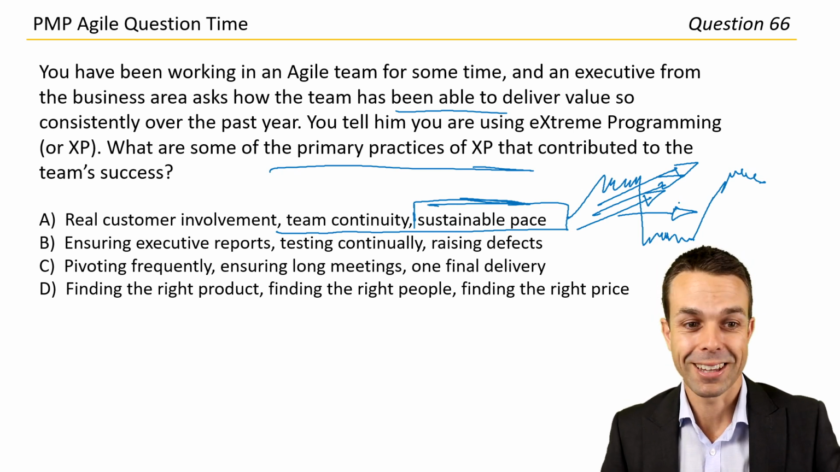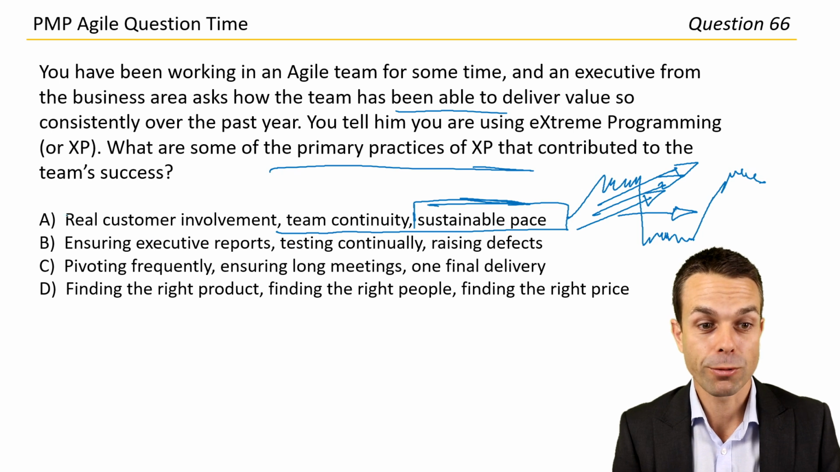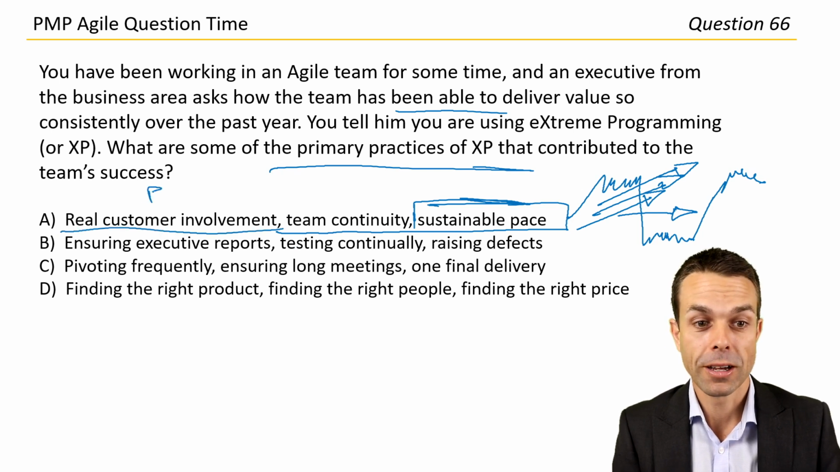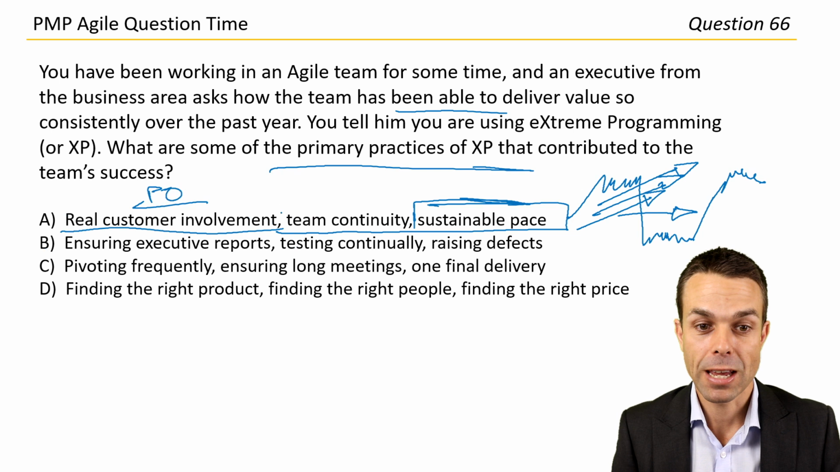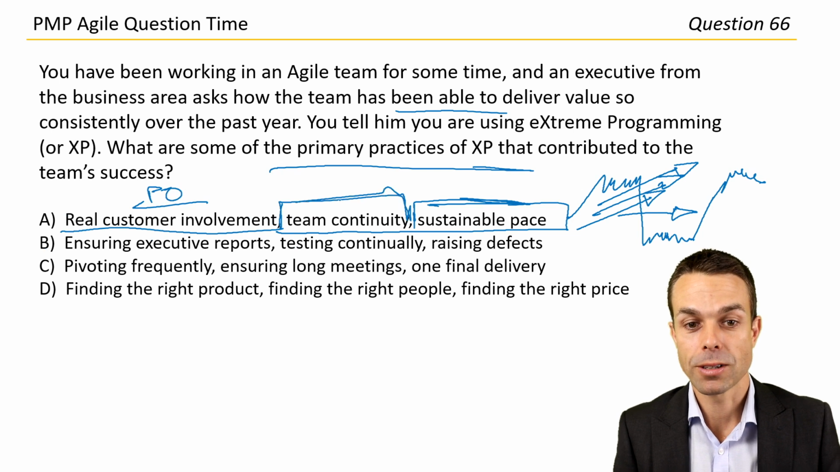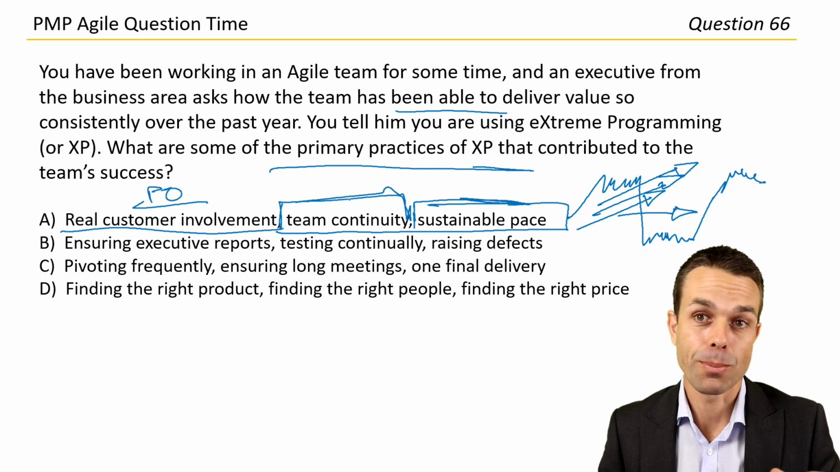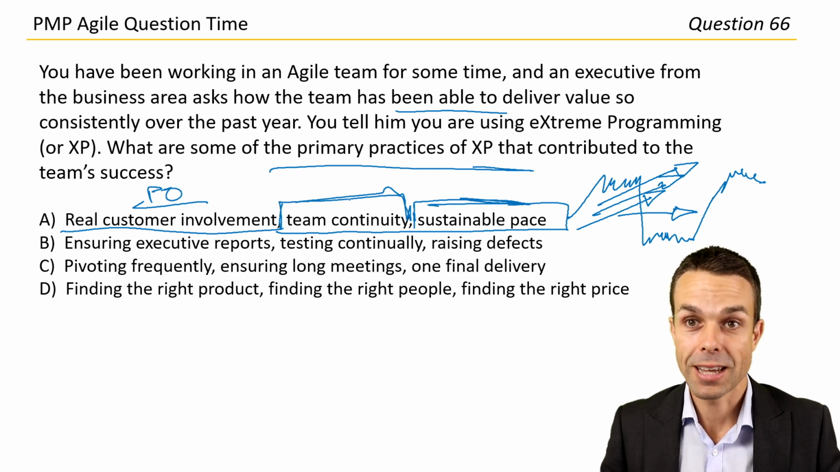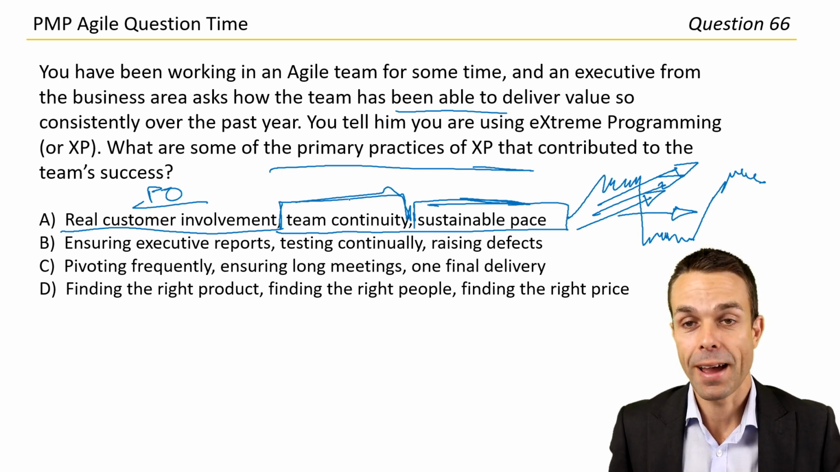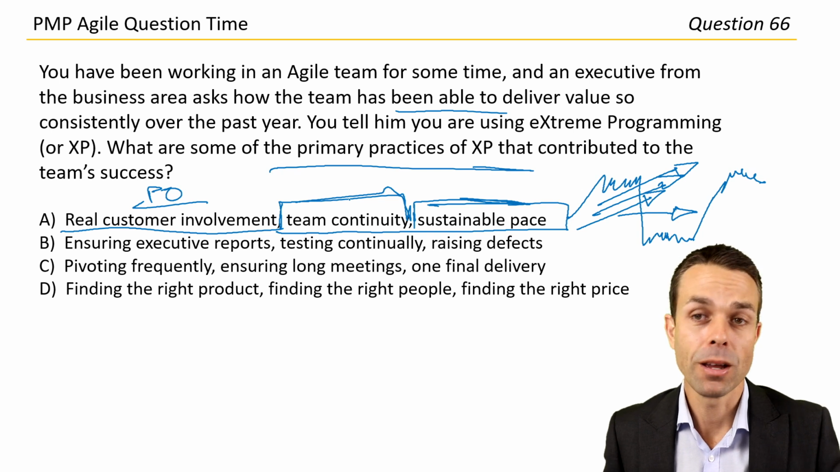I really like letter A at the moment. And plus real customer involvement. That's our product owner, isn't it? Who represents the business. And team continuity, that's really important because when we've got a team who sticks together, now we're starting to get the benefit of people working together and getting better at working together. And that only happens after you've been a team for some time.